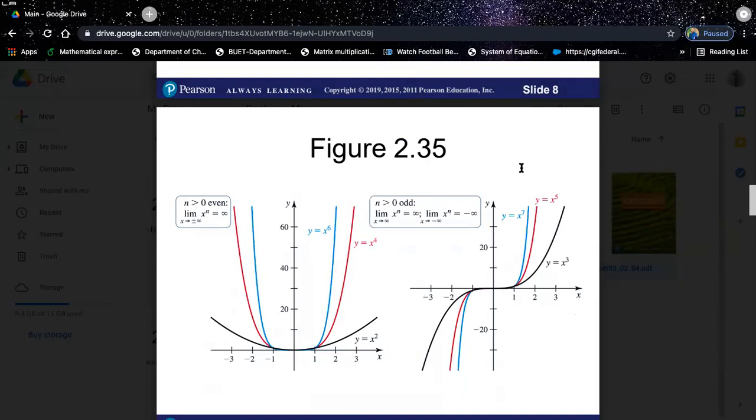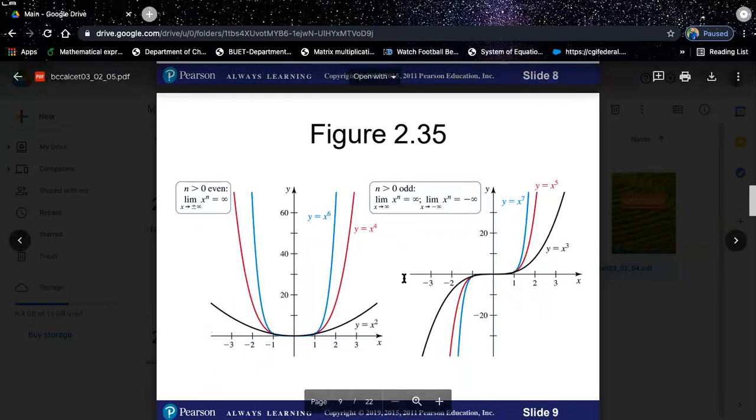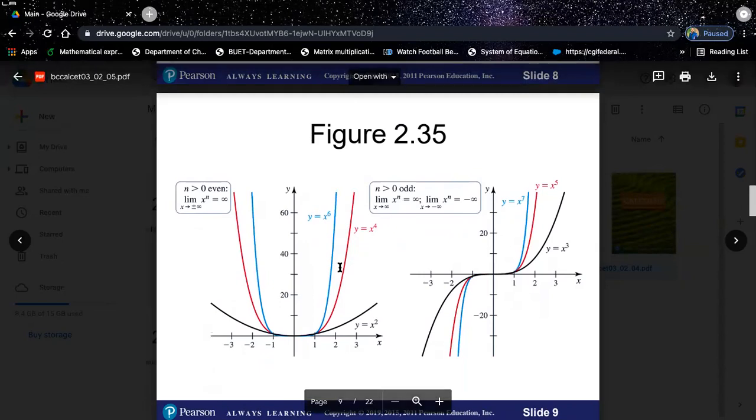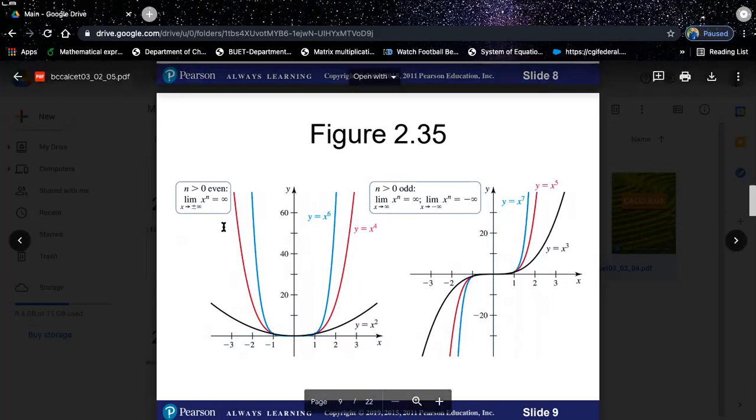Oh, I see. We actually have those functions here. I didn't see that. So if you have functions like x squared, x cubed, x to the 4th, and so on, you will have infinite limits at infinity. The blackish one is y equals x squared, the red one is x to the 4th, and the bluish one is x to the 6th. As you can see, for these even functions, whichever way you approach for x, the function eventually moves to positive infinity.